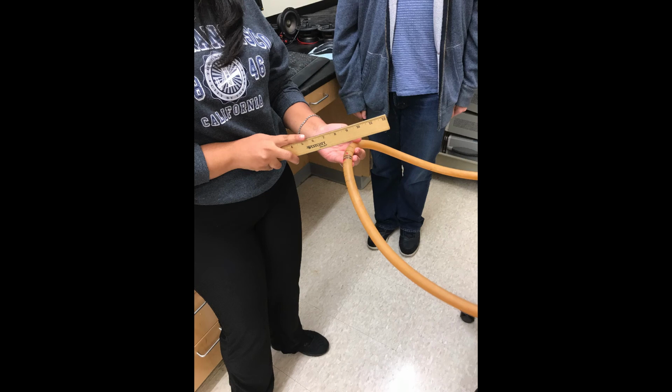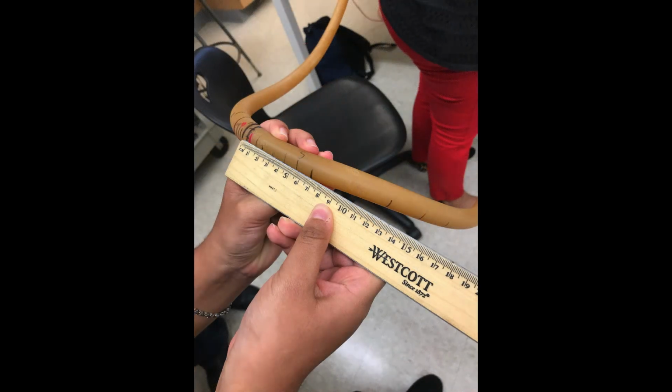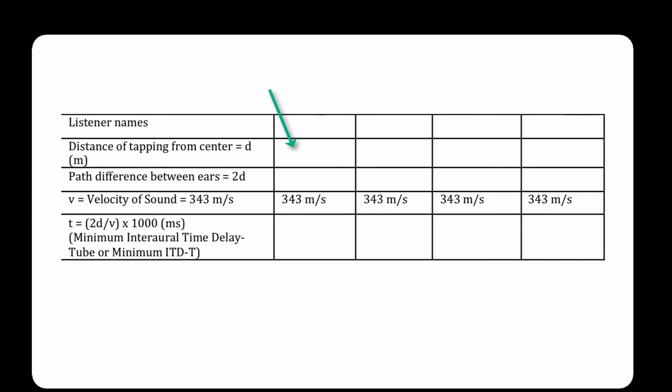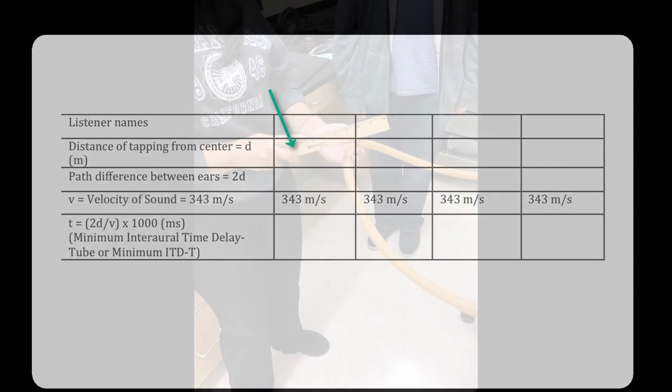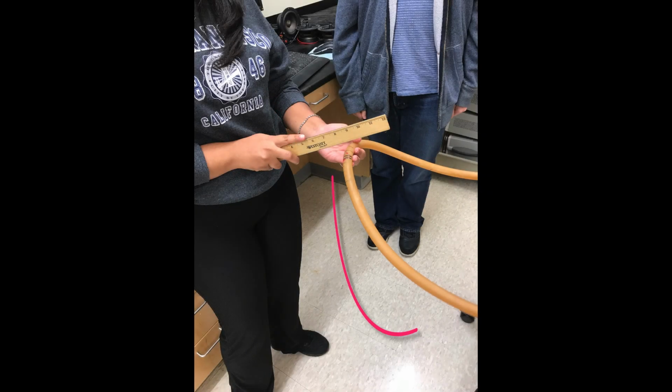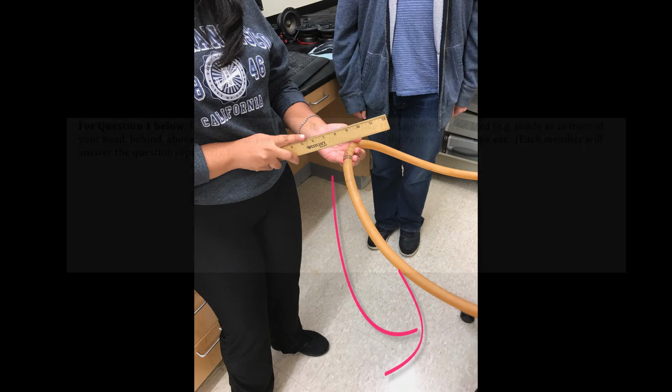The tapper will continue tapping on the tube, slowly moving the tapping toward one end of the tube. The listener should say stop once it sounds like the position of the sound has moved away from the center. The tapper will measure the distance from the center of the tube and record that in the table. The tapper will then tap again, moving from the center to one end of the hose. The listener will make a detailed record of how the sound appeared to be moving.